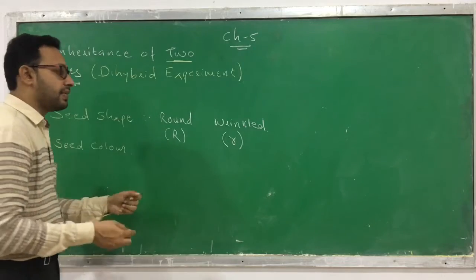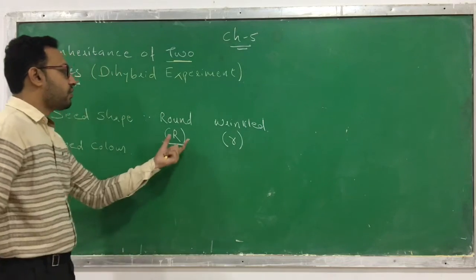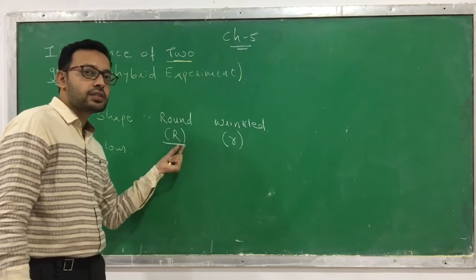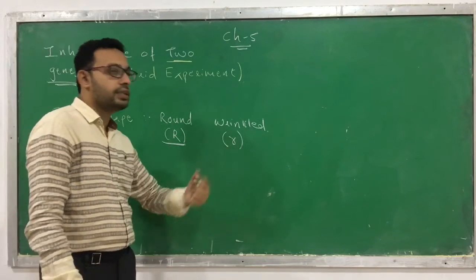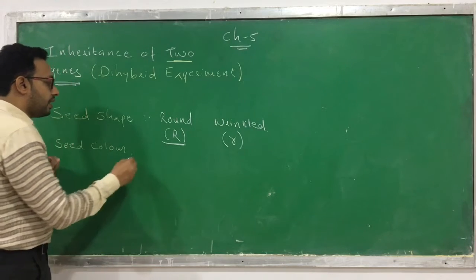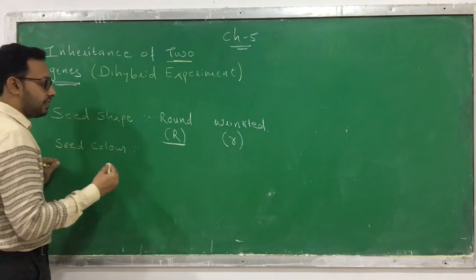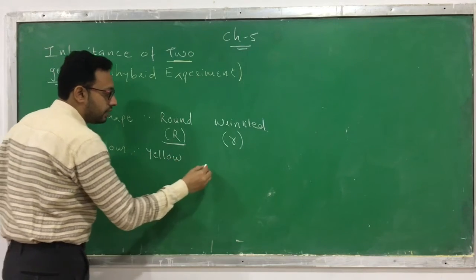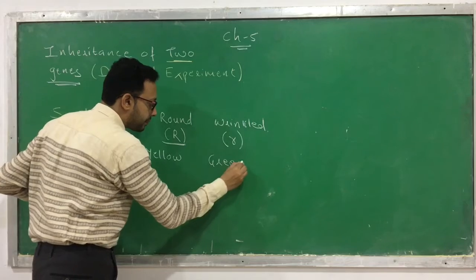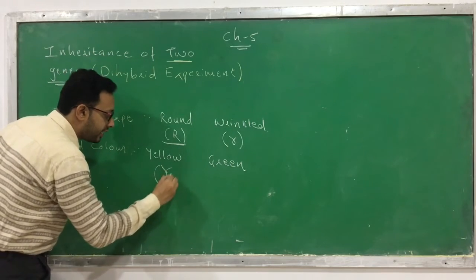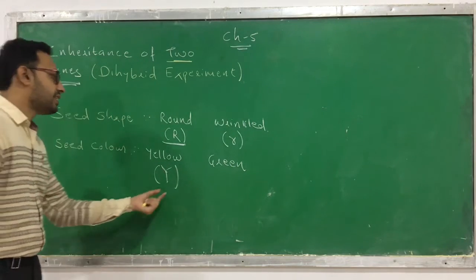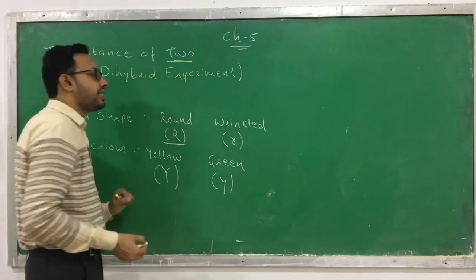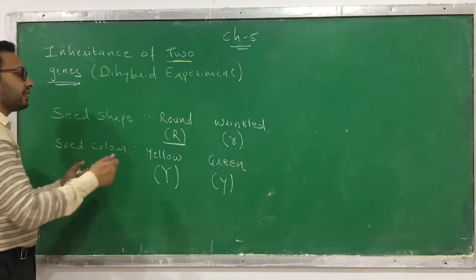Now you know that the capital letter is the dominant one. So of round and wrinkled, the two different alleles, round is the dominant one and wrinkled is the recessive one. The other character is seed color: yellow, and the second allele is green. Yellow is dominant, characterized as capital Y, and green is characterized as small y, a recessive character.